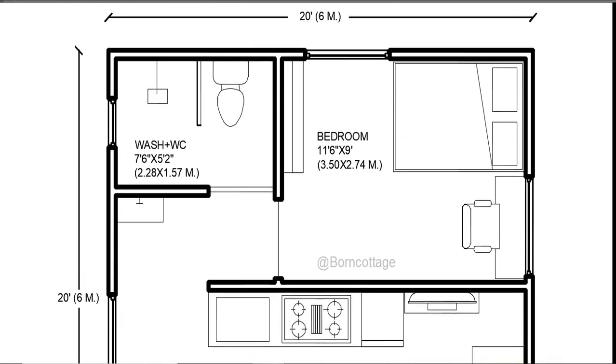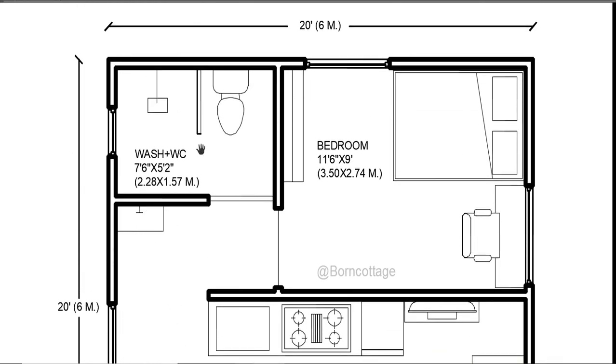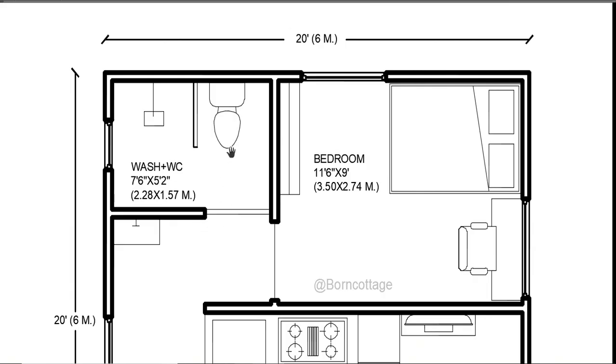So on the left side we have a wash basin arrangement and on the back side we have a common use washroom plus water closet. You can see here the wash basin, water closet and the shower area, and we have a ventilator for ventilation of this washroom. And if we go on the right side, we have the bedroom here.